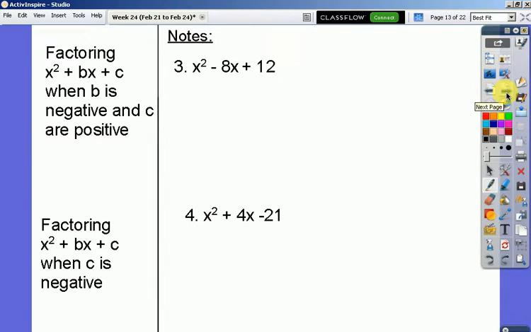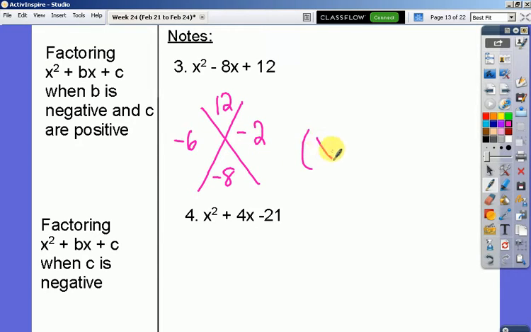This is, again, just what happens when our number is negative. Well, what multiplies to be 12 and adds to be negative 8 this time? Negative 6 and negative 2, right. Because negative 6 plus negative 2 is negative 8. Negative 6 times negative 2 is positive 12. So we have negative 6 and negative 2. So my factors are x minus 6 and x minus 2.